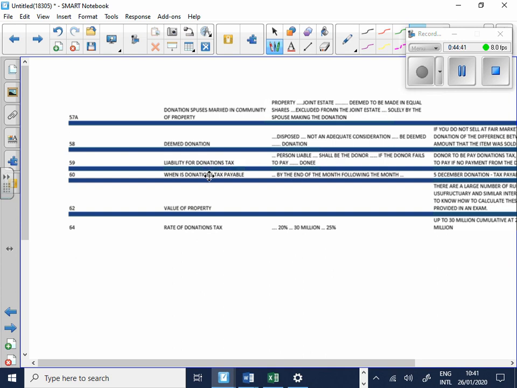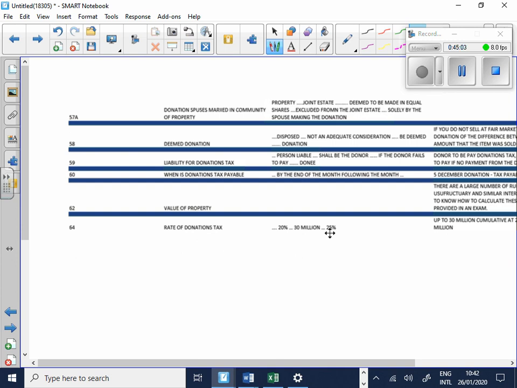When is donations tax payable? By the end of the month following the month. Value of property? You don't need to know the stuff. Rates of donations tax: 20%, over 30 million it is 25%. How long do you think it'll take you to look at that? You can basically do the revision of all of donations tax within 30 seconds to a minute, provided you practice with it.